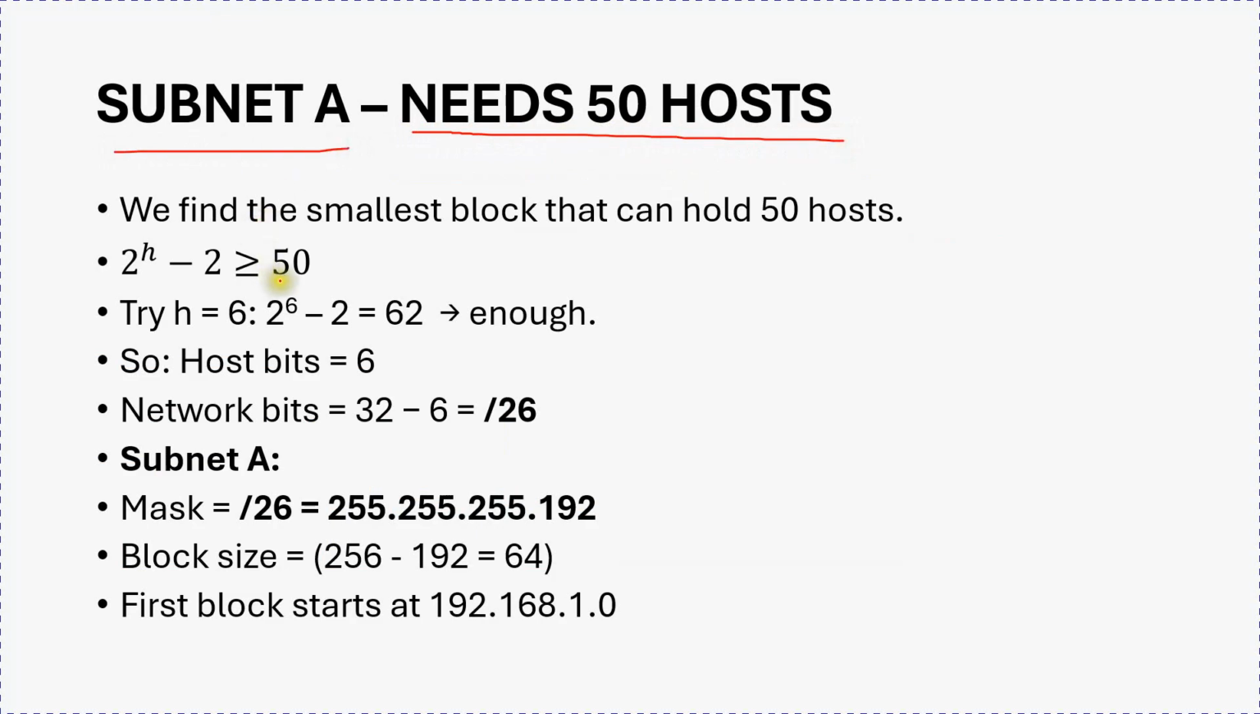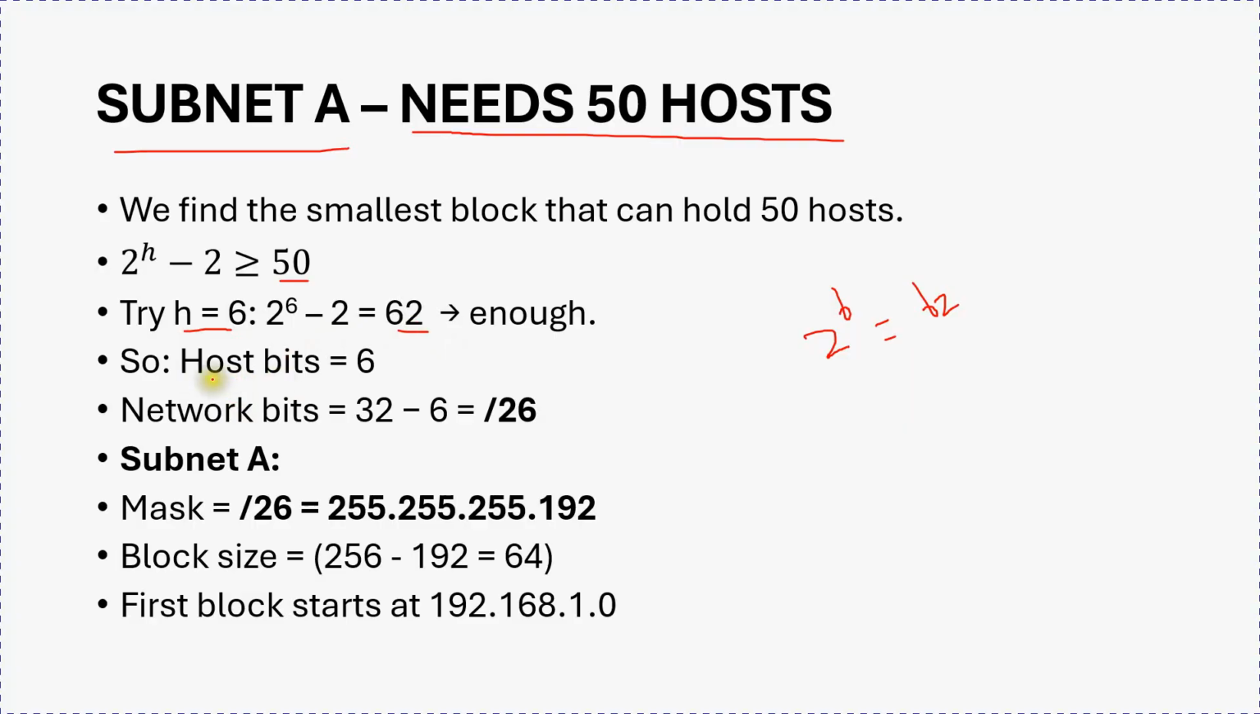So here 50 must be less than or equal to 2 to the power of h minus 2. So what is 2 to the power of 6? 2 to the power of 6 is 62. So it is greater than or equal to 50. You can take 7, but it's too large, so you take the nearest larger one. That's why you take 6. So only 12 IPs are not usable here.